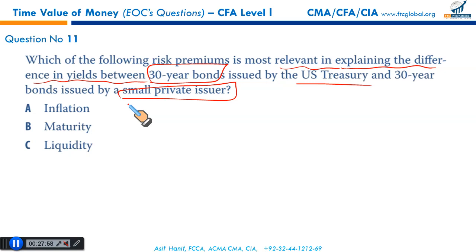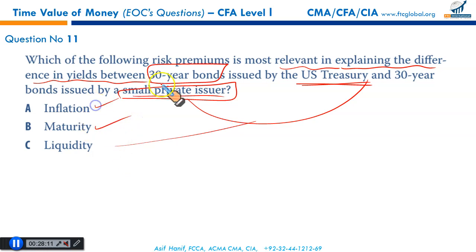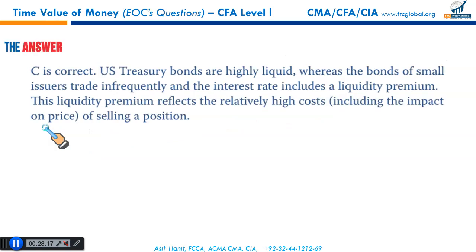They have high liquidity. The federal government, US Treasury securities are very liquid, but the securities issued by a small private issuer will have an issue of liquidity. So the difference between these two is liquidity. Maturity is the same for both. Inflation affects both in the same way, but the difference between these two is liquidity. One is highly liquid, the other one will have lower liquidity.